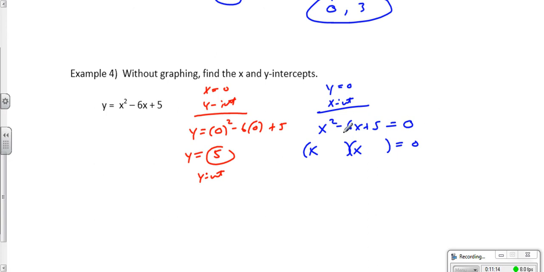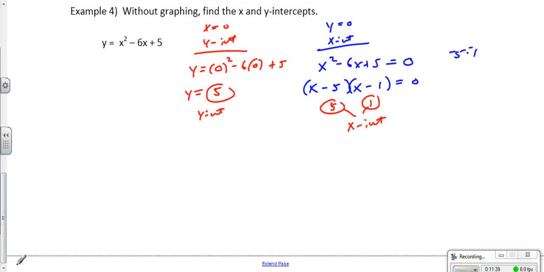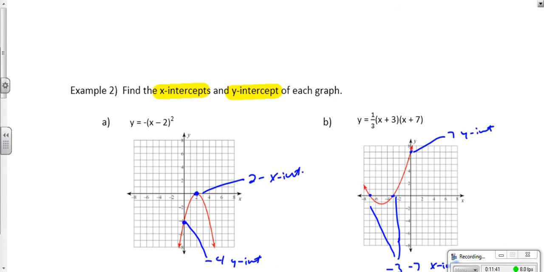Factors of 5 times 1, you want a negative 6, so both of them are negative because negative 5 times negative 1 is positive 5. And I'm going to say negative 5, negative 1. So my solutions here are positive 5 and positive 1. These are the x-intercepts. Alright, and this ends lesson 8.1.